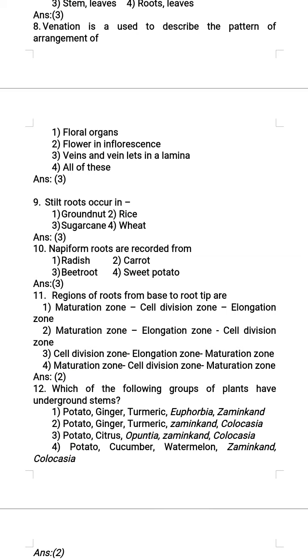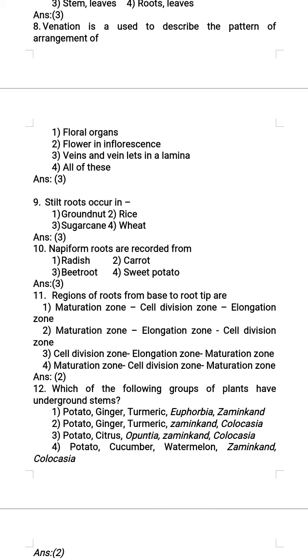Now let us see, napiform roots are recorded from which plant? 1. Radish. 2. Carrot. 3. Beetroot. 4. Sweet potato. The correct answer is beetroot. How is it? The basal region of the root is swollen, and gradually what may happen, the basal region only, the particular junction or point only keeps on increasing in size or shape. This can be noticed in plants like beetroot.